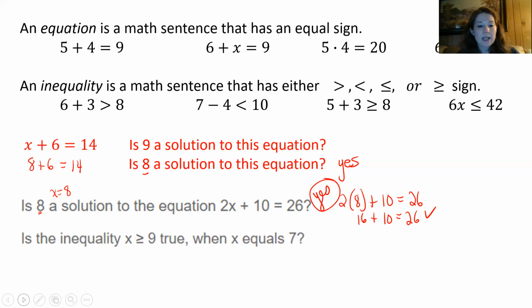Is this inequality true? x is greater than or equal to 9 when x is equal to 7. Is 7 greater than or equal to 9? No, that is not true. So is the inequality true when x equals 7? The answer is no, it's not true.